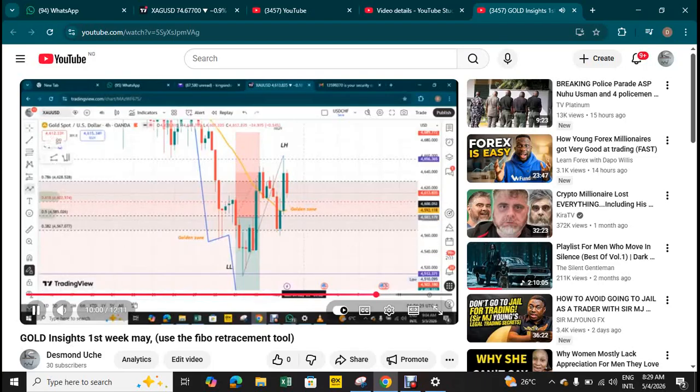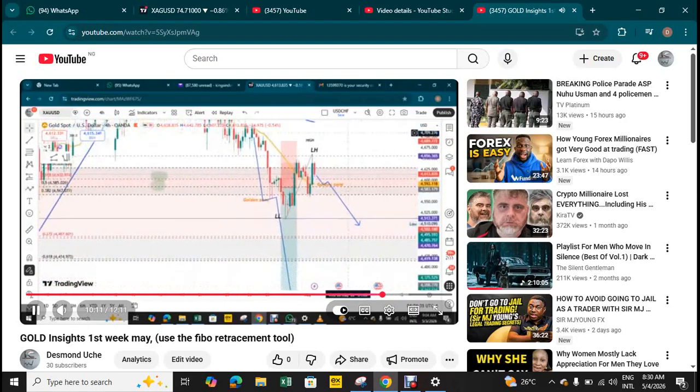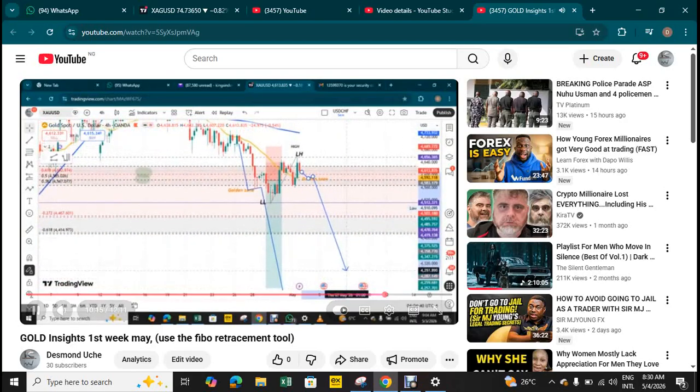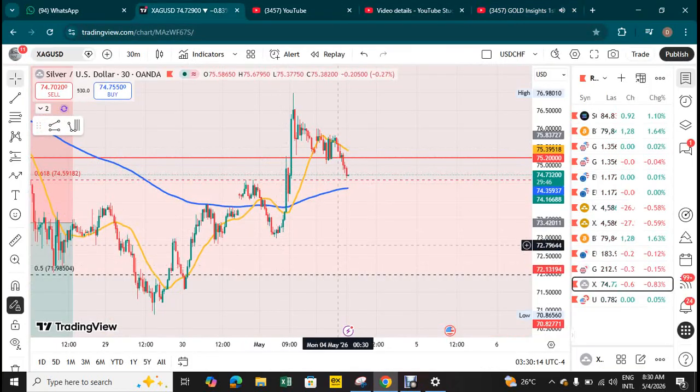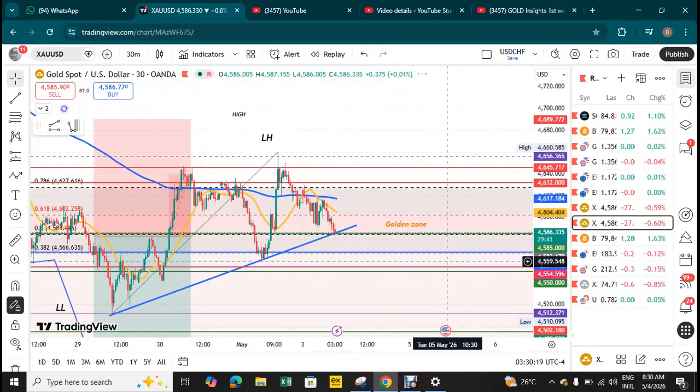What we want to see now, you can see on the video. There's an arrow going to the golden zone, and we should expect our criteria to be checked, then price needs to come towards the downside. This is what we're supposed to see today. If I go back to the chart now, we can see what is happening on gold.